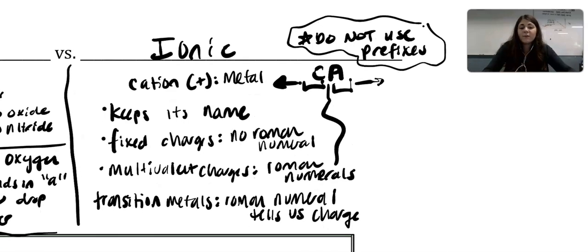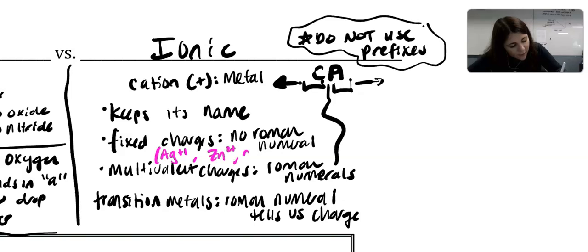But again, we do have the fixed charges, like group 1 is +1, group 2 is +2, aluminum's +3 because it's in group 13, but then the rest of them, our transition metals and our post-transition metals, can have multiple charges. Please note that we do have 3 transition metals that have fixed charges. That is silver. I should probably add this. Silver is Ag +1, zinc is 2 positive, and cadmium 2 positive. These are our 3 transition metals that have fixed charges.